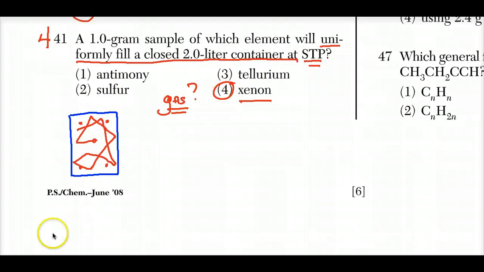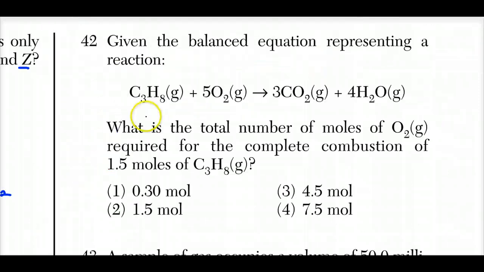Number 41 is 4. Number 42. Given the balanced equation representing this reaction, what is the total number of moles of O2 required for the complete combustion of 1.5 moles of C3H8, or better known as propane, prop for 3 carbons, ane for single bonds? Now, we have 1.5 moles of your propane. How many moles of O2 is required?